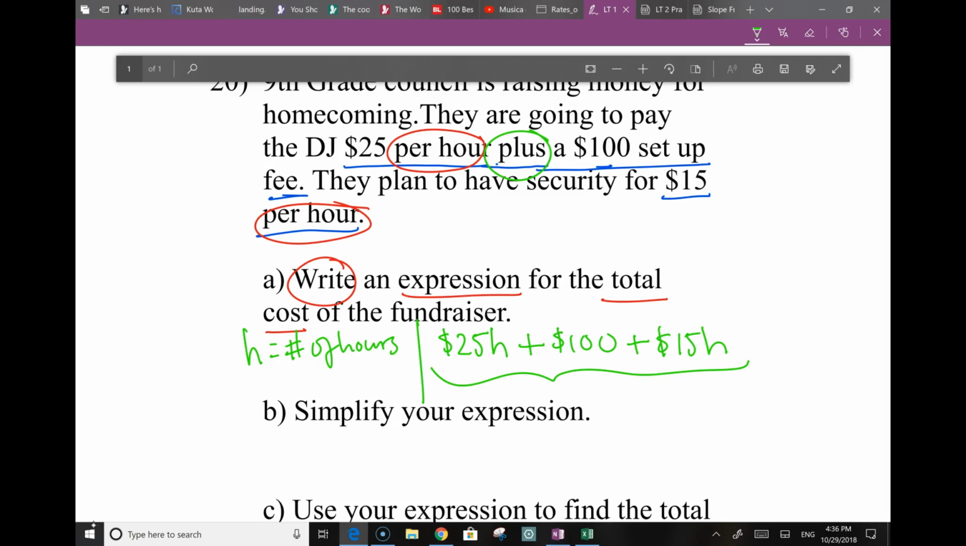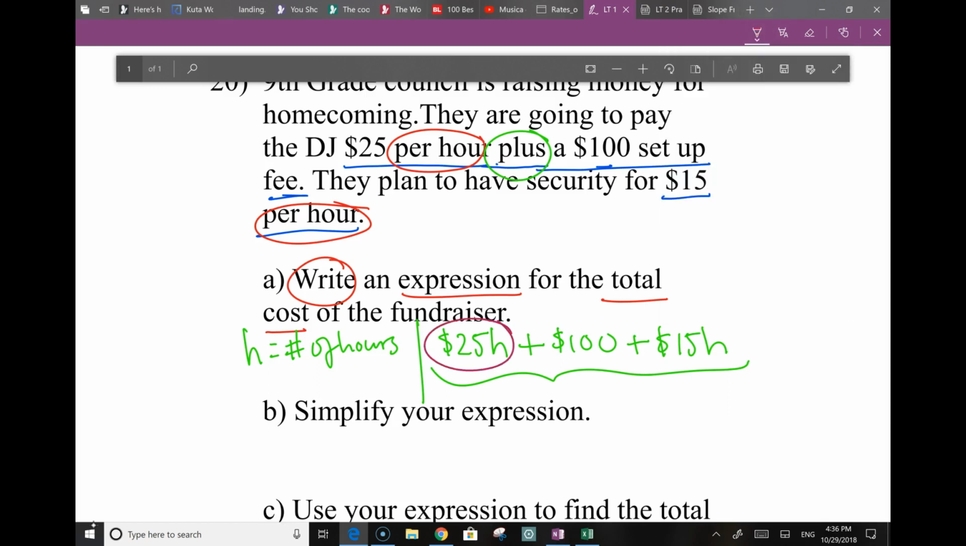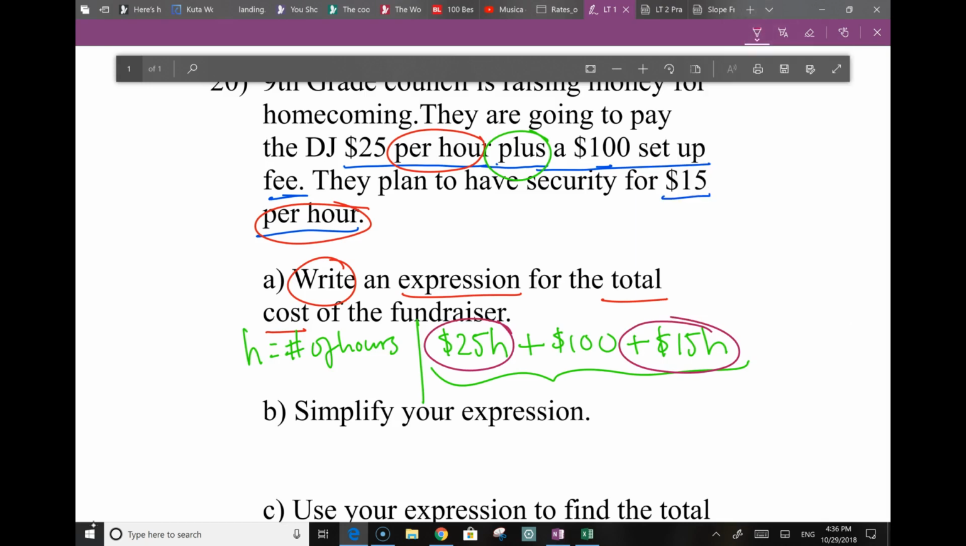And then in part B, it says simplify your expression, which means I now need to look for my like terms. So my like terms are 25H and 15H. So being positive values, I simply add them up. And what I get from that would be 40 times H and then plus the $100 setup fee.